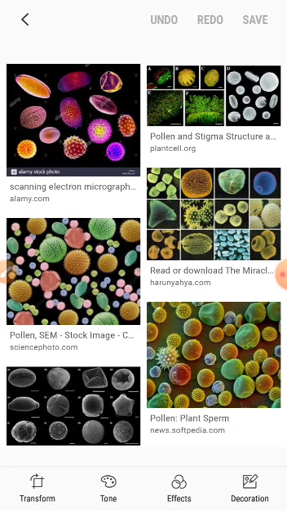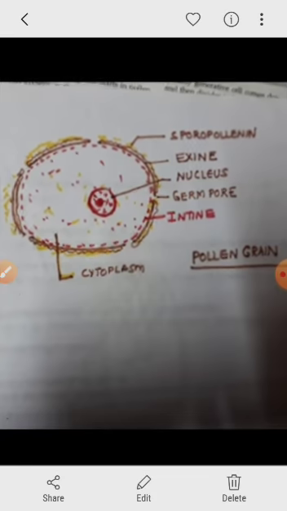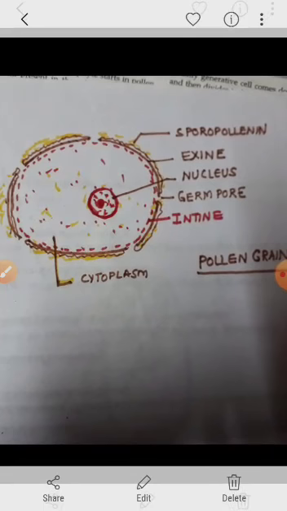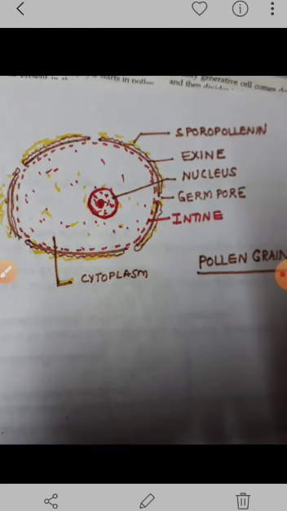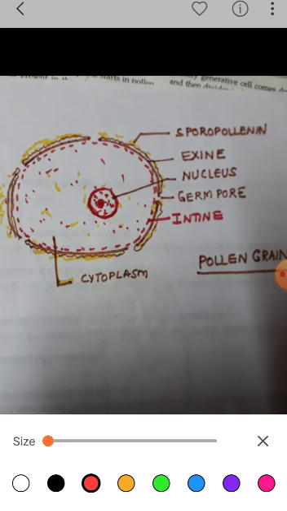Microsporogenesis. Now next. Okay students, now see this diagram. This is a diagram showing you the structure of a microspore, or structure of a pollen grain. Now this pollen grain has an outer layer which is known as exine.